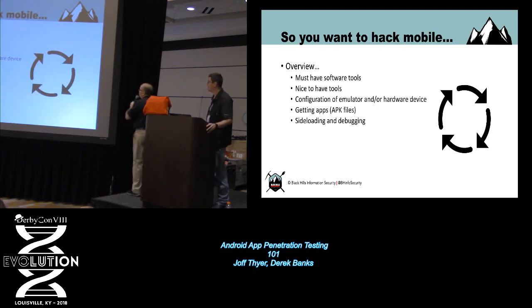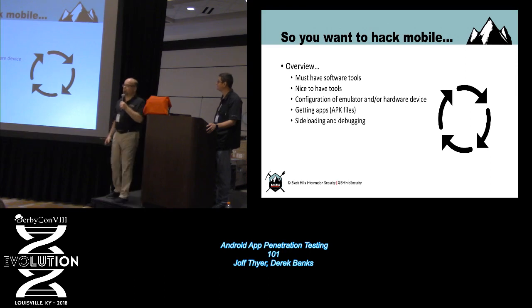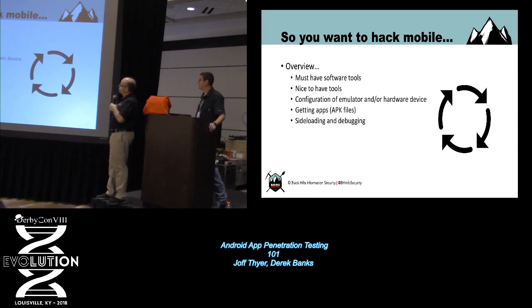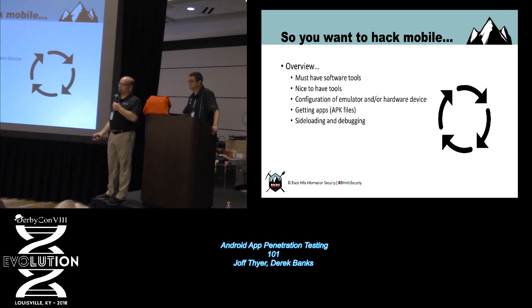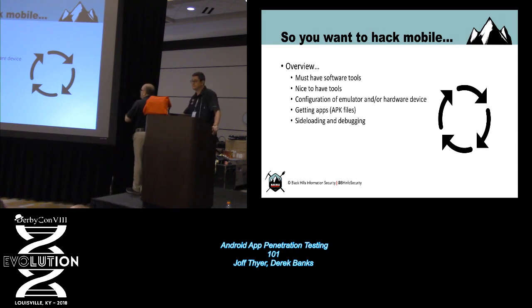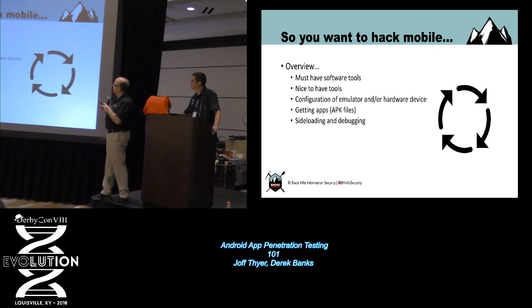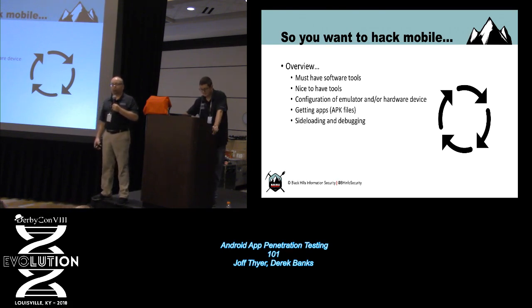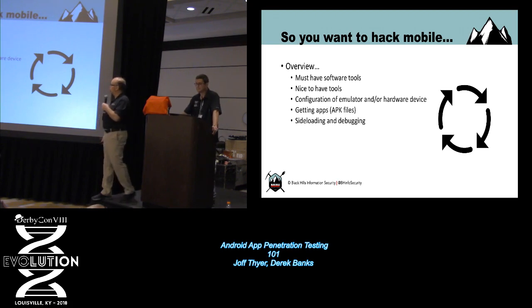All right, so you want to hack mobile, because you wouldn't have come to this presentation if you weren't interested, right? Overview. We got to have some software tools. We have sort of the essential tools, and then we have the nice-to-have tools. You definitely need an emulator or a hardware device. You definitely need to get a hold of apps, usually APK files. You probably don't want to download those from the Google Play Store. You actually want the Android package files themselves, and there's ways to get those. We'll talk about it. You want to be able to sideload and debug against that Android.